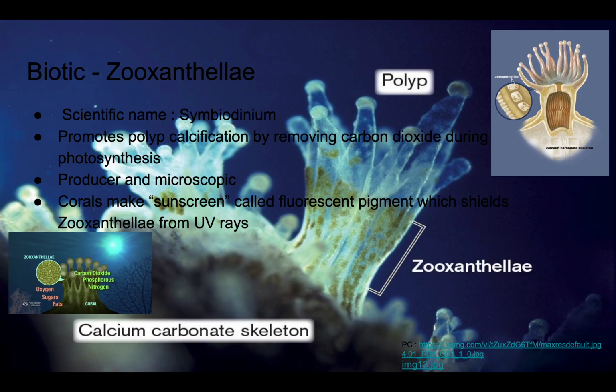Zooxanthellae. Zooxanthellae promotes polyp solidification by removing carbon dioxide during photosynthesis. They are producers and are microscopic. Corals make sunscreen called fluorescent pigment, which shields zooxanthellae from UV rays.